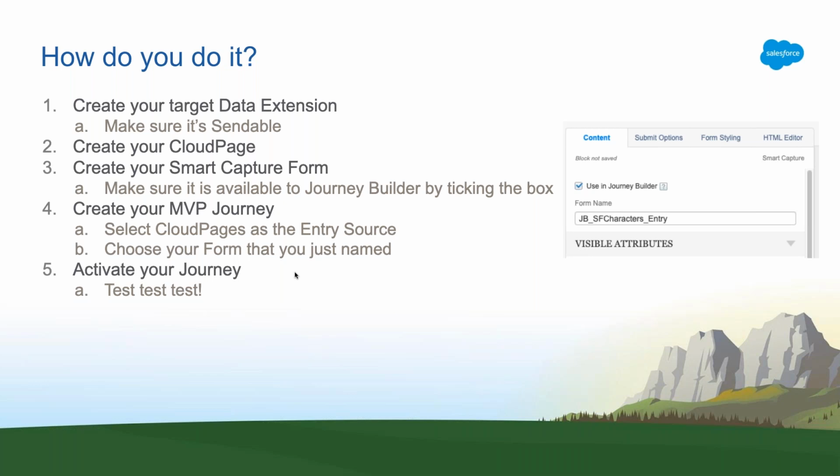You then need to create your cloud page and your smart capture form, and make sure it's available to Journey Builder by ticking the box using Journey Builder, and give it a really useful name so that when you access cloud pages as an entry source in Journey Builder, you know which one you're selecting. Then create your MVP journey. And there's a few reasons why I suggest you create an MVP journey, which I'll come to. And then activate your journey and test it.